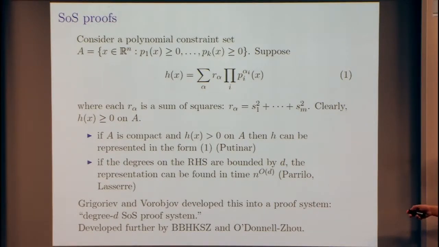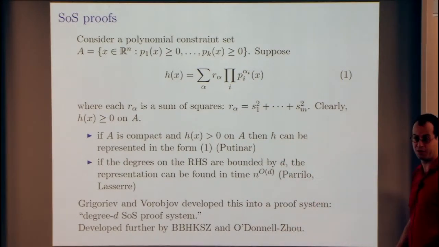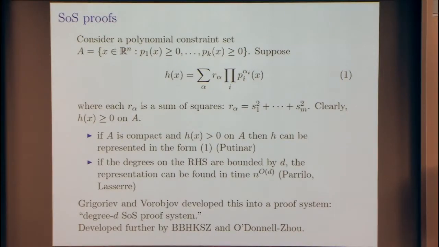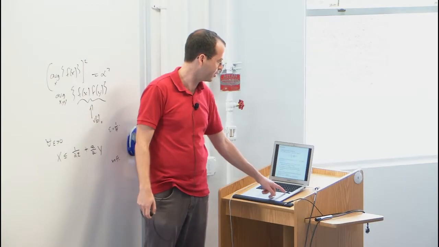Well, one specific case that is interesting is the case where all of the polynomials on the right-hand side are of degree at most d. Then it turns out that you can actually find this representation in time that is polynomial in the number of variables n and exponential in the degree d. So this kind of statement about polynomials is called a sum of squares statement, or proof for proving that this polynomial is positive.